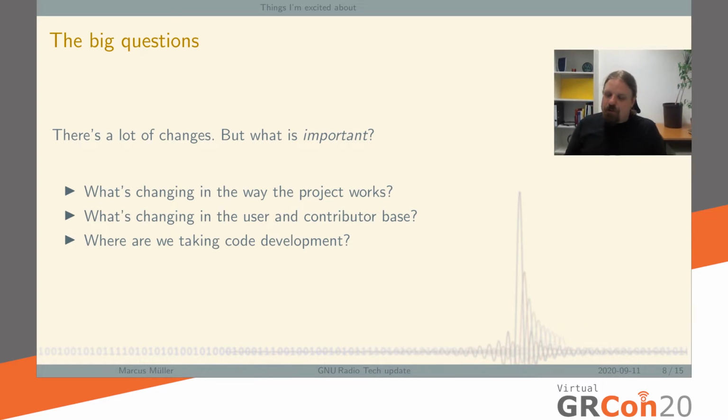What are the things that I took away from the 3.9 process so far? And I try to condense that into 3 categories. So the first one is what's changing in the way the project works and produces code. Then what's changing in the users and the contributor base. And that's very much intertwined with the previous point. And the last thing is, where are we actively taking code development and where does it lead itself for the nearer future? So these are the 3 things that I want to address here.